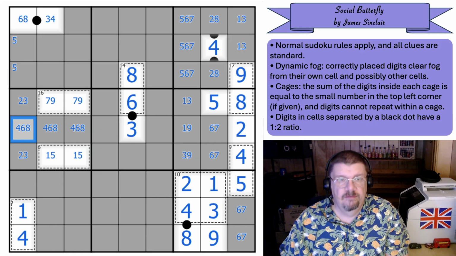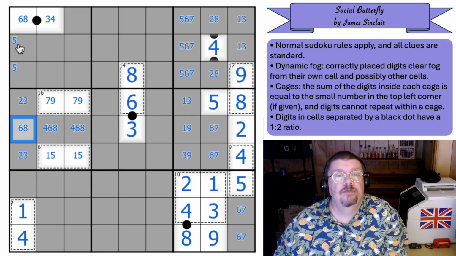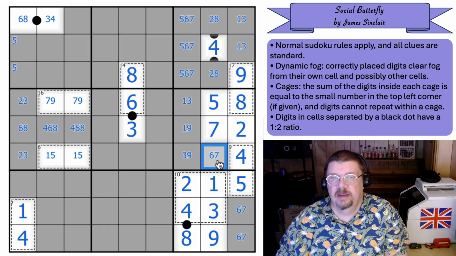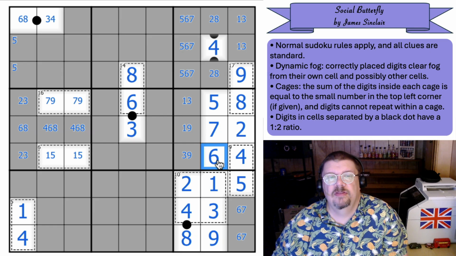And that is not a 4. We also have a 6-8 pair now. That's useful to note. But this 6 is looking across here to give me a 7 there and a 6 there.